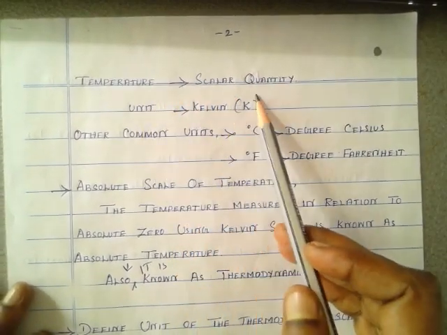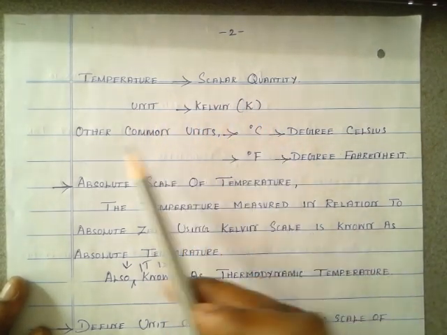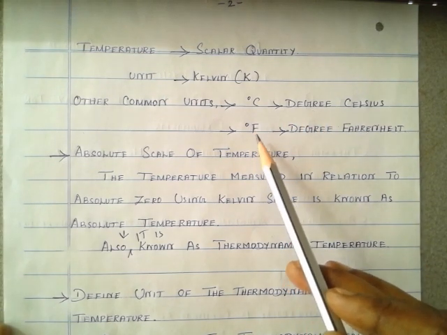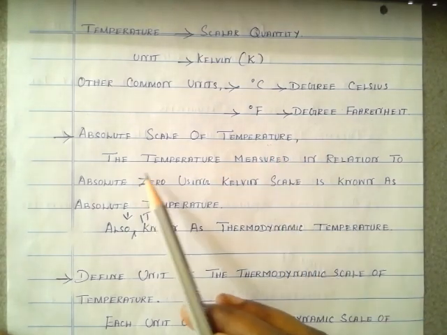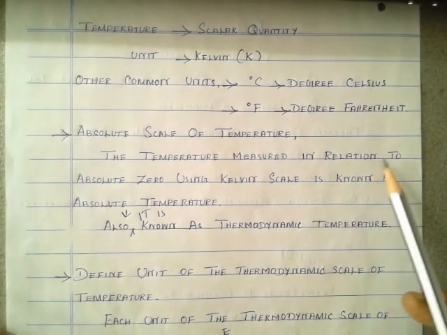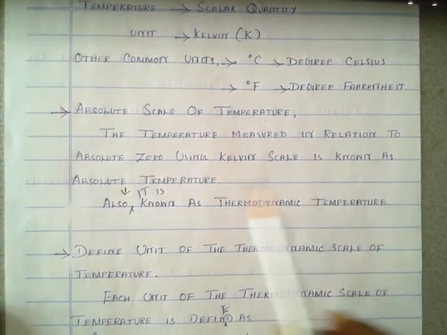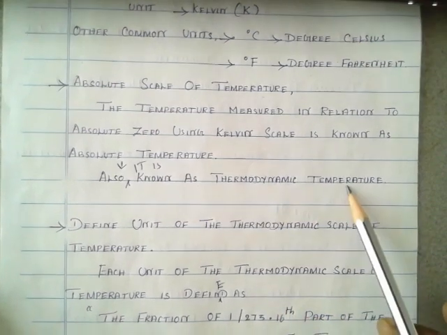Temperature is a scalar quantity. The SI unit of temperature is Kelvin. Other common units are degree Celsius and also degree Fahrenheit. Absolute scale of temperature: the temperature measured in relation to absolute zero using the Kelvin scale is known as absolute temperature. It is also known as thermodynamic temperature.